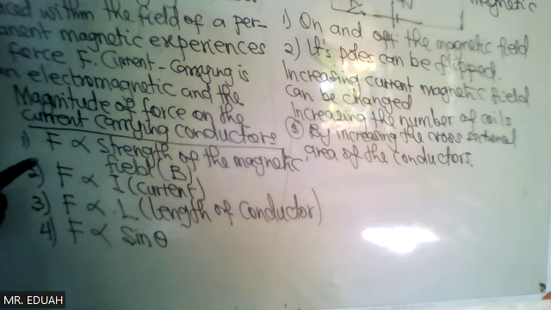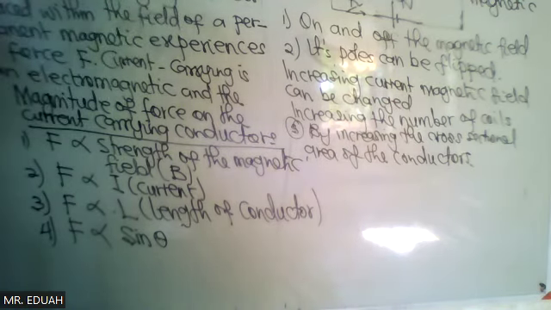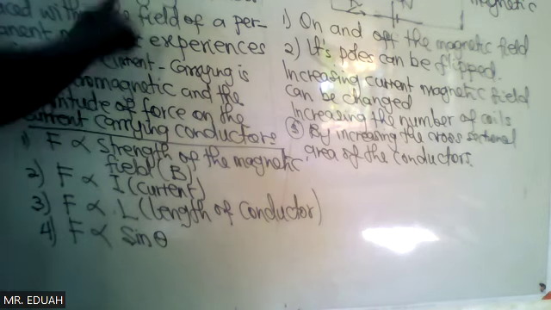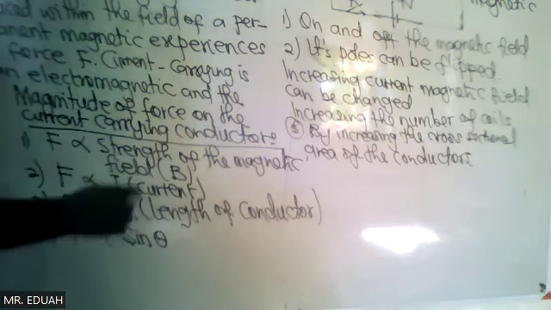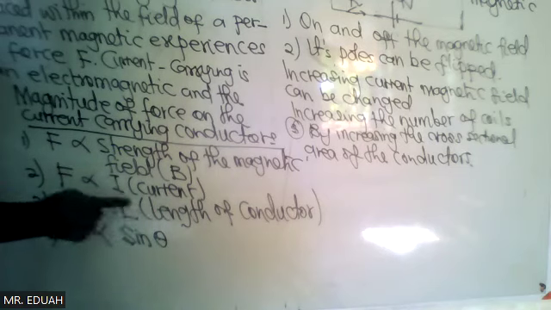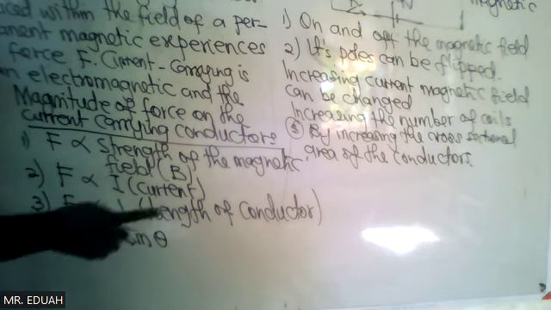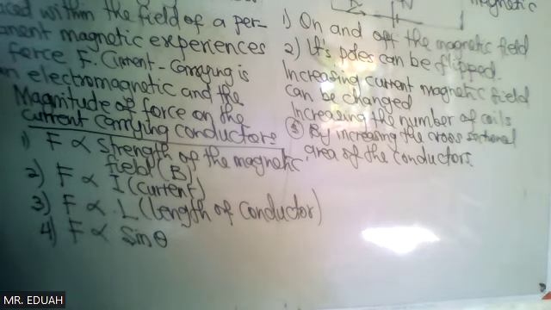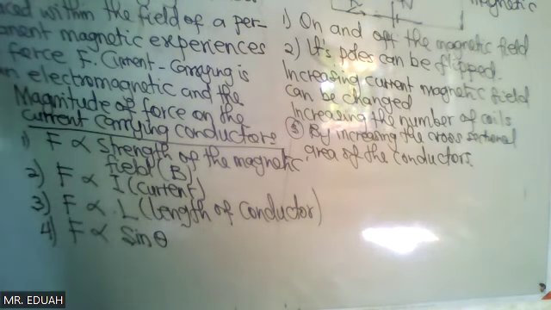One, it depends on the strength of this bar magnet. Two, it depends on the magnitude of the current I flowing through the conductor. Three, it depends on the length of the conductor. And finally, it also depends on the sine of the angle between the magnetic field and the conductor itself.